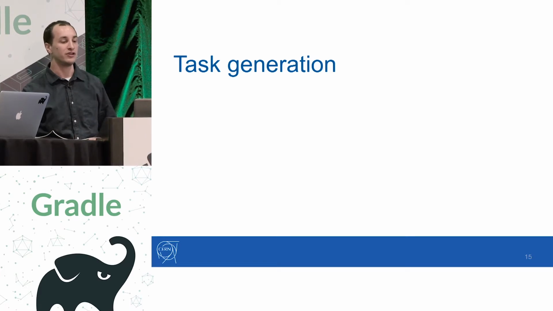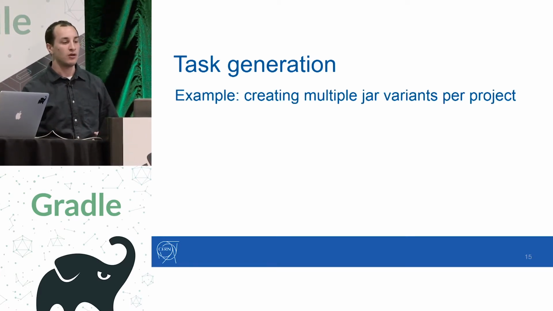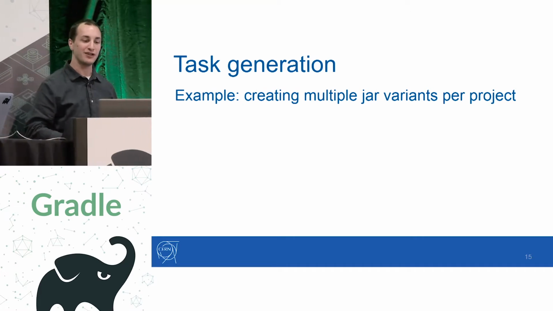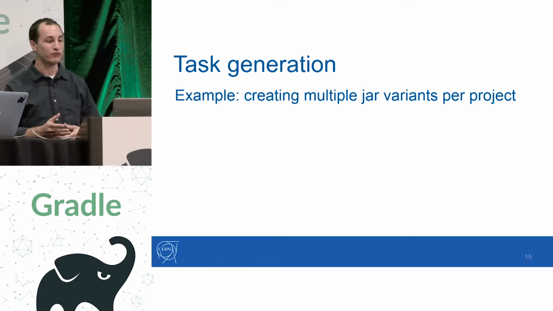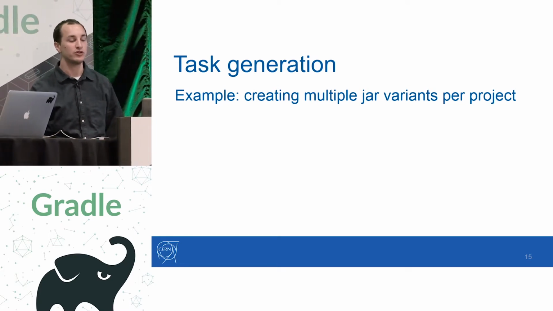is the ability to generate tasks on the fly. Let me show an example of what I mean by that. Actually, this was something that was mentioned in the keynote as well, how you might want to generate different variants, and for different variants, different jars maybe for your project.